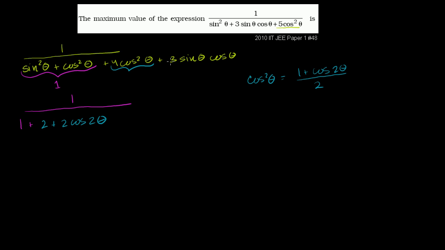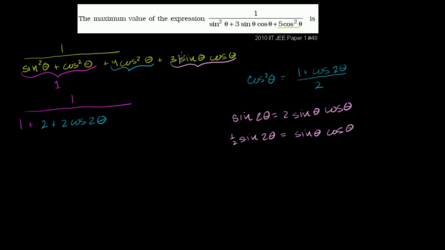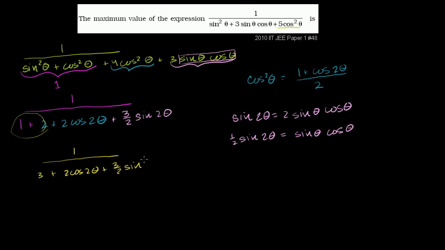And then this term right over here, we could use the trig identity that sine of 2 theta is equal to 2 sine of theta cosine of theta. Or you divide both sides by 2, you get 1/2 sine of 2 theta is equal to sine of theta cosine of theta. So this part right over here is going to be 1/2 sine of 2 theta, but we're multiplying it by 3. So it's going to be plus 3/2 sine of 2 theta. And this part over here clearly simplifies. This is 3, so let me just rewrite it. This is 1 over 3 plus 2 cosine of 2 theta plus 3/2 sine of 2 theta.